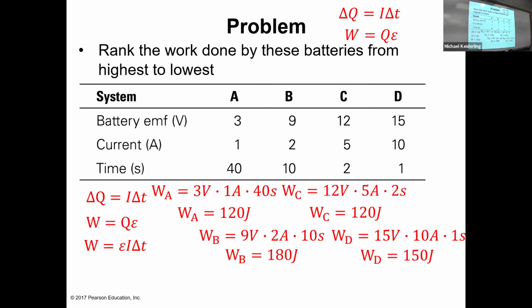So I didn't put this in here, but from greatest to smallest, B is biggest, then D, and then A and C are equal at the smallest. So the summary is that B is greater than D, which is greater than A, which is equal to C.